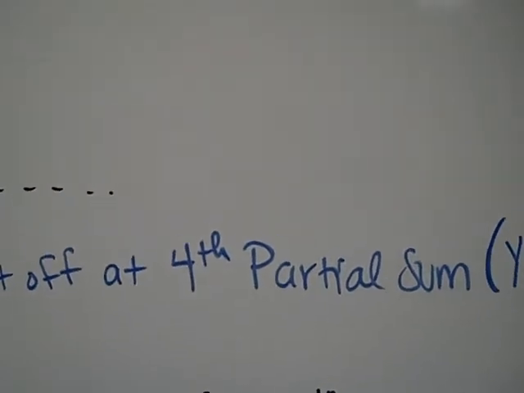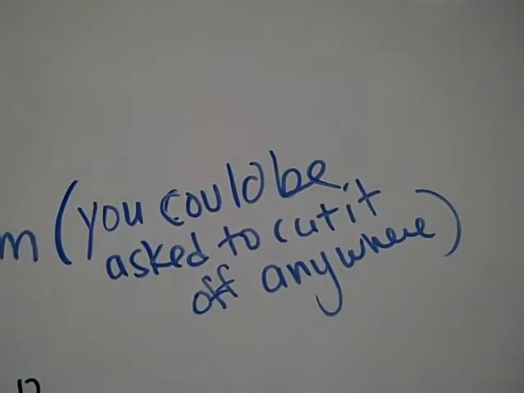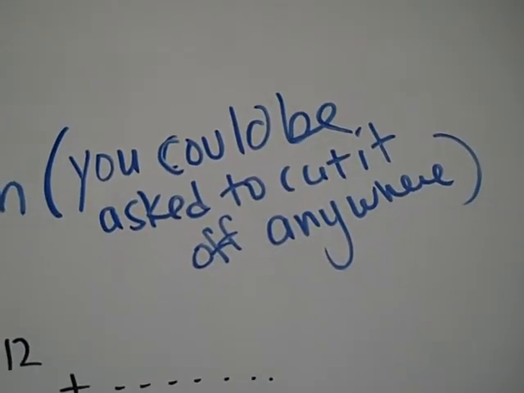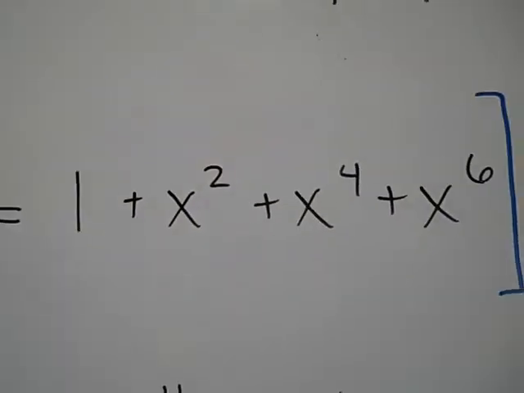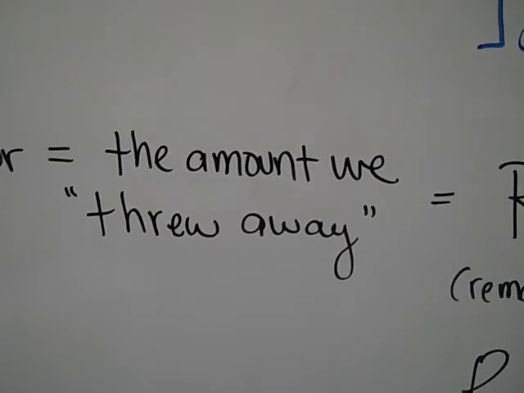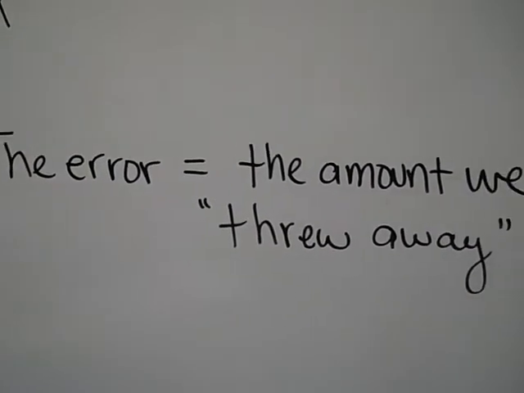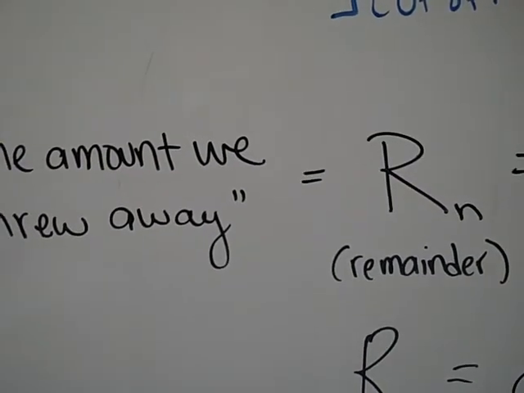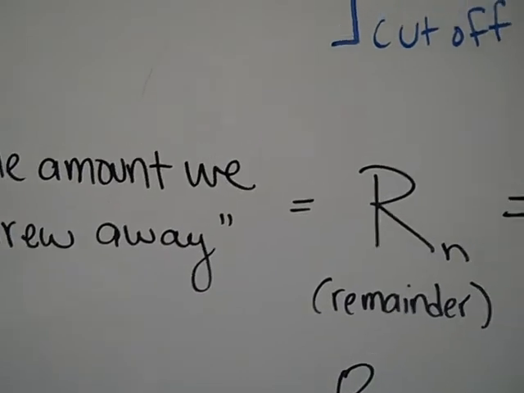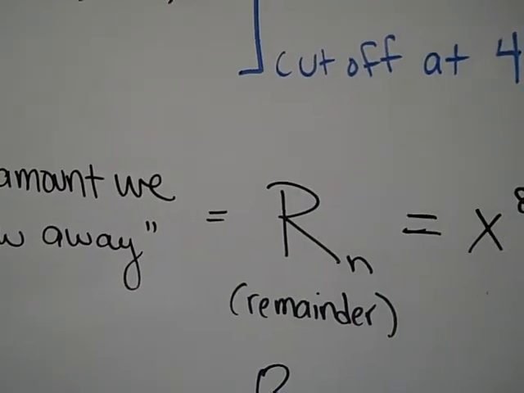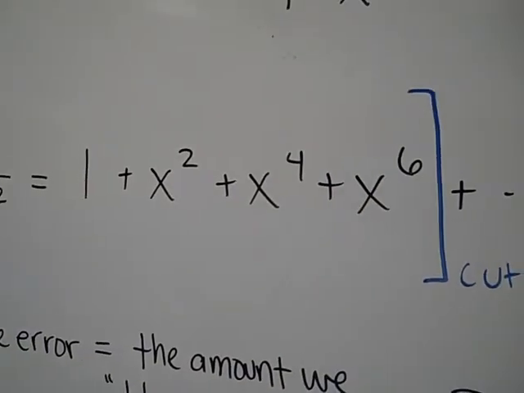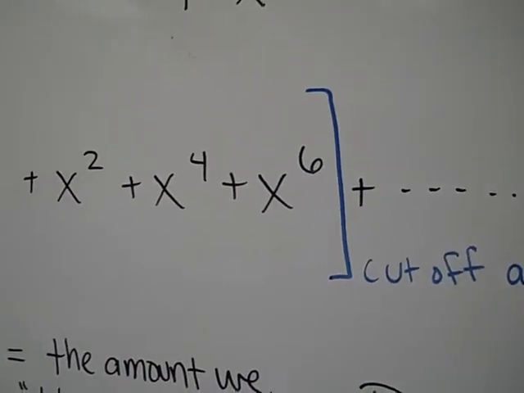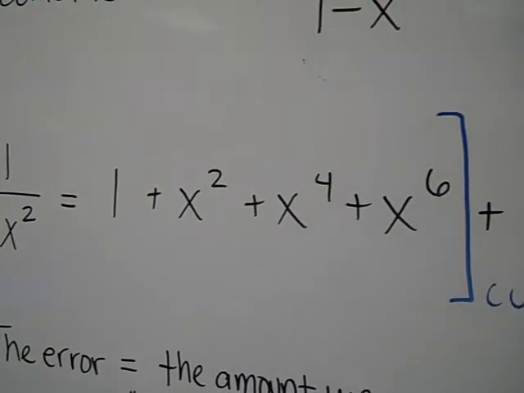So I cut this off at the 4th partial sum. You could be asked to cut it off anywhere in a problem that you might be looking at. Well, this error, the amount I cut off, the amount I threw away, I'm going to call it r sub n, the remainder. And r sub n is basically just picking up where the series left off. I went for the first 4 terms. My next term would be x to the 8th in my series.